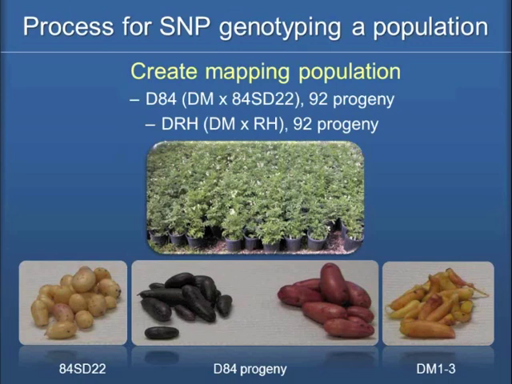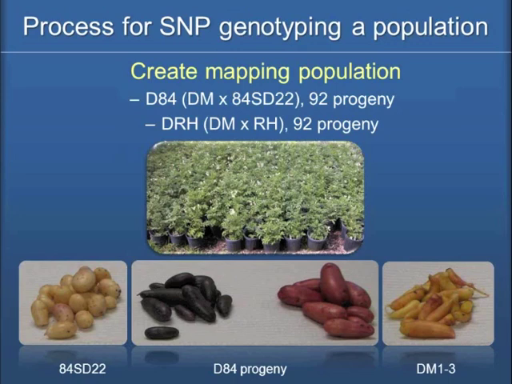And so what we want to do today is go through the process of SNP genotyping a population. We need to create a mapping population. So here are the two parents that we're working with. We kept the population size to a plate size. We used 92 progeny plus the parents.